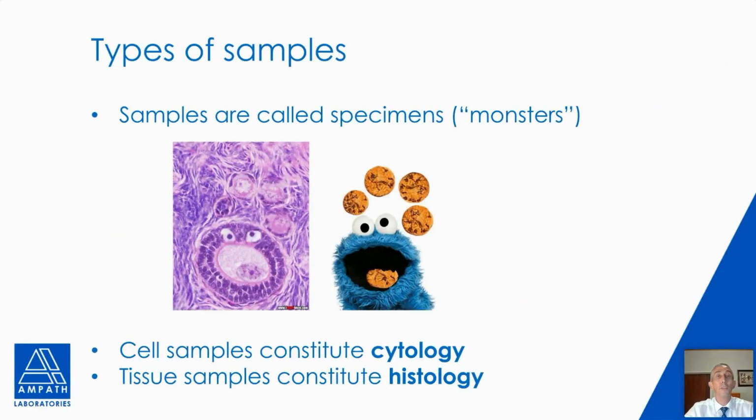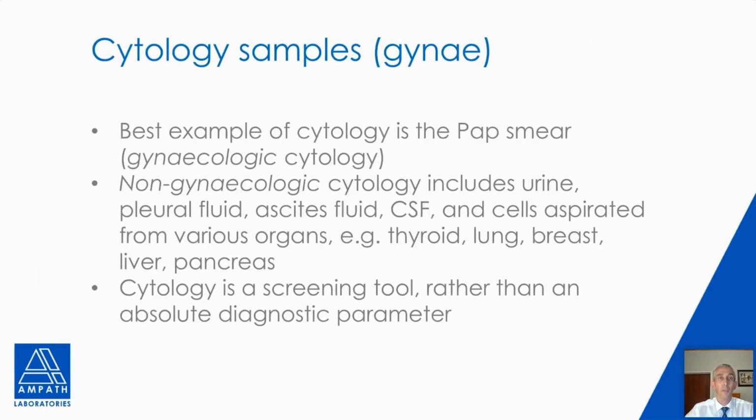Right, if we move on to the types of samples we receive. Samples are called specimens. Cell samples constitute cytology, and tissue samples, histology. If we kick off with the cytology samples, the best example of cytology is the pap smear, which we refer to as gynecologic cytology.